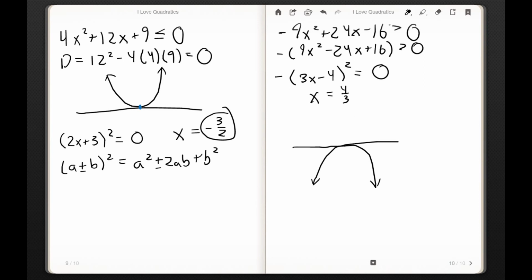But what we want to know is, where is it greater than 0? Where is the inequality, the parabola, greater than the x-axis? And that is nowhere, because it only touches the x-axis. It never goes above it. So there is no solution here.